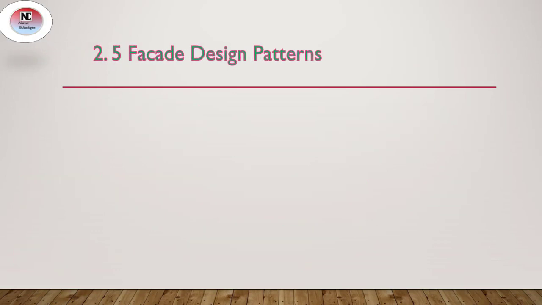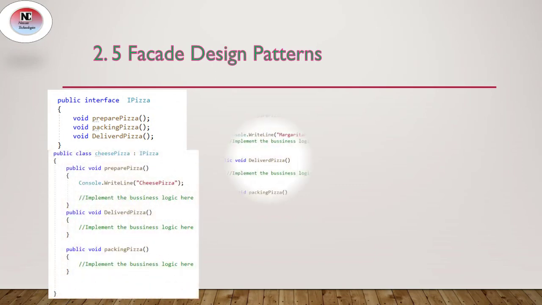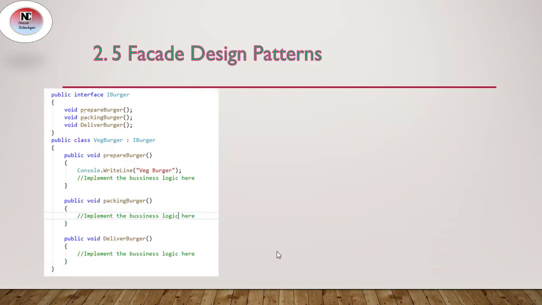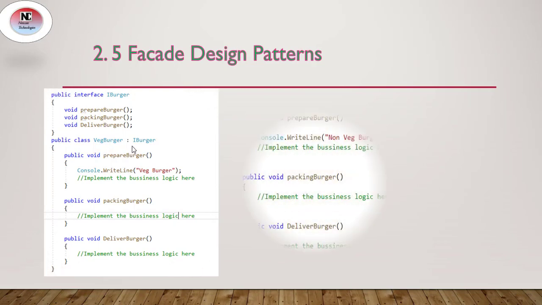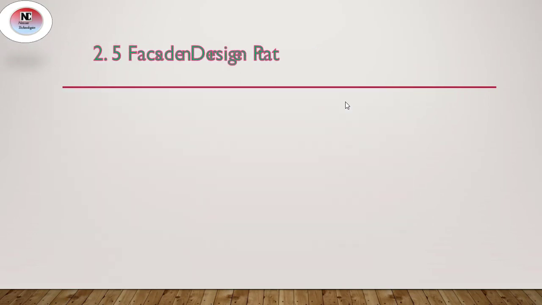Okay, so let's see what we have. We have the IPizza interface which is inherited by cheese pizza, margherita pizza and veg pizza, which implement IPizza's methods over here. Method names are prepare pizza, deliver pizza, packing pizza. All this information we have in the different pizzas. The same way we are going to create IBurger, which has the same methods. Veg burger inherits IBurger, and non-veg burger also inherits IBurger. Okay, so our classes are ready.